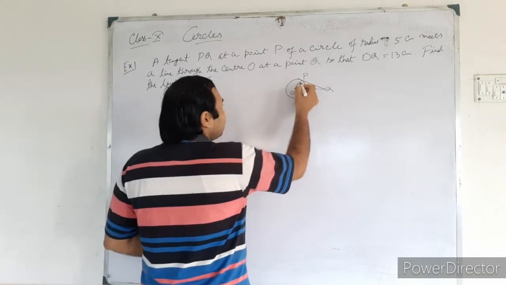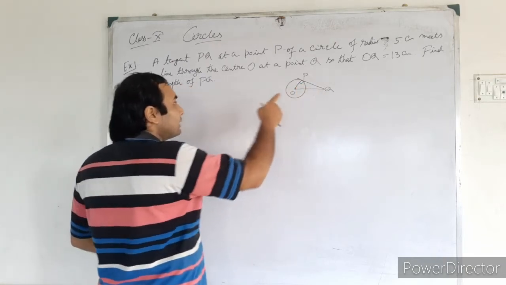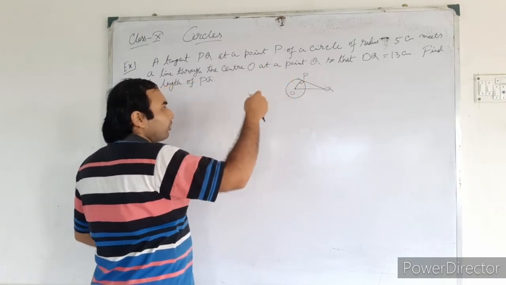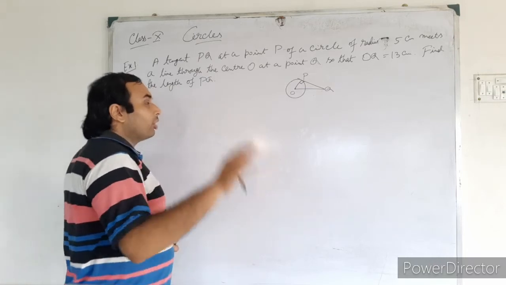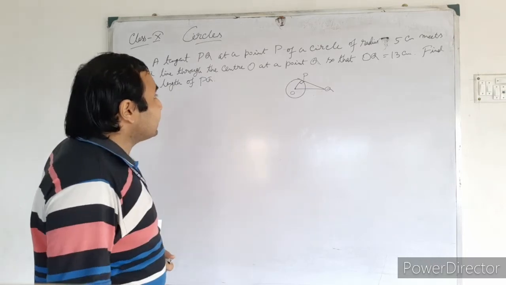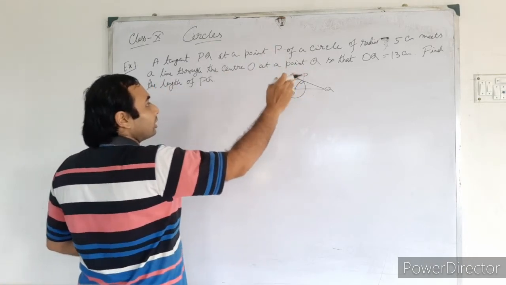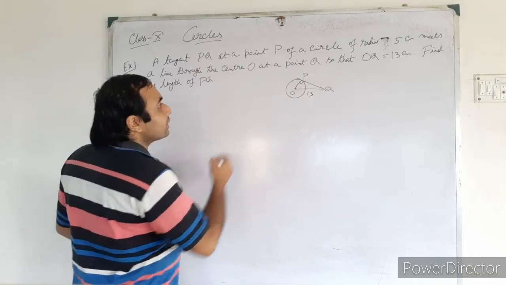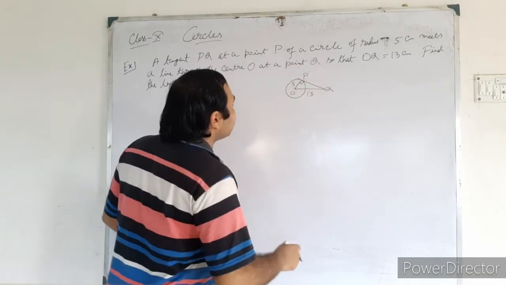So here this will obviously be a 90-degree angle, because you know the tangent is perpendicular to the radius, or vice versa, you can say the radius will be perpendicular to the tangent at the point of contact. So obviously this is a 90-degree angle. Now what is given? OQ is given 13 cm and the radius is given 5 cm. You have to find the length of the tangent, that is PQ.